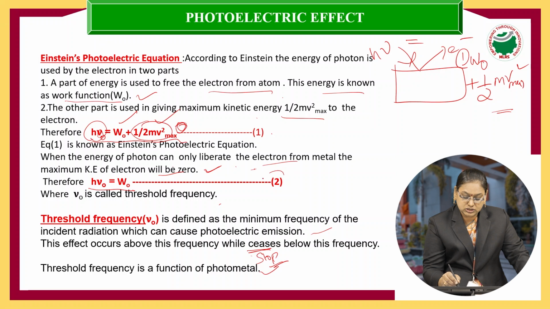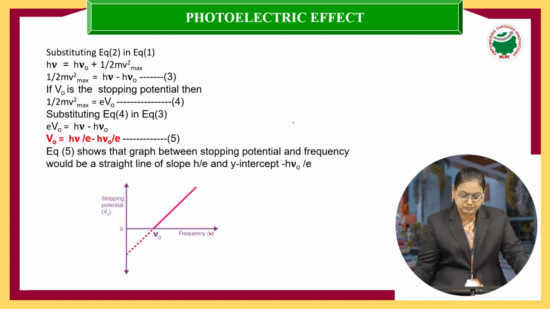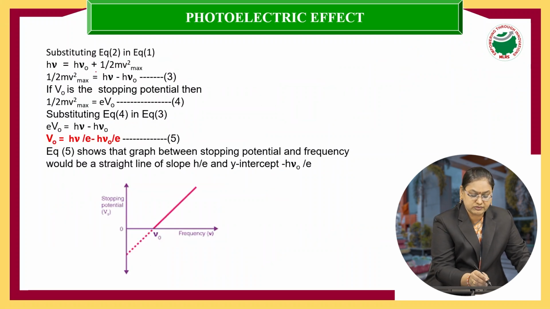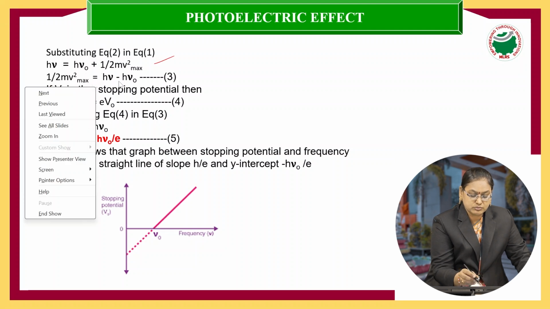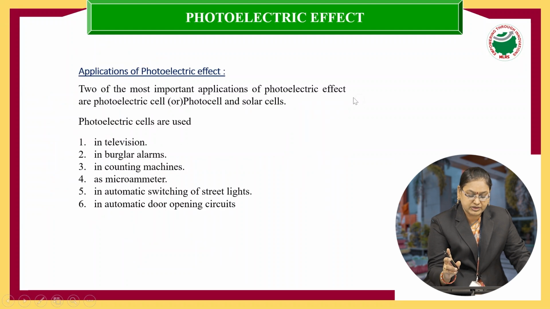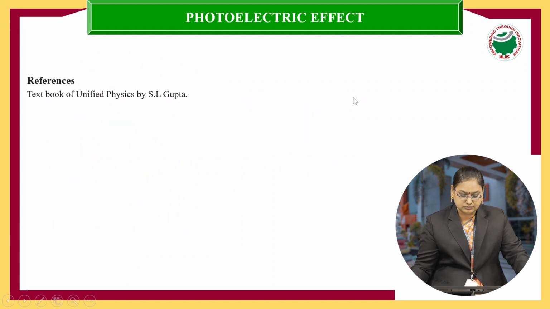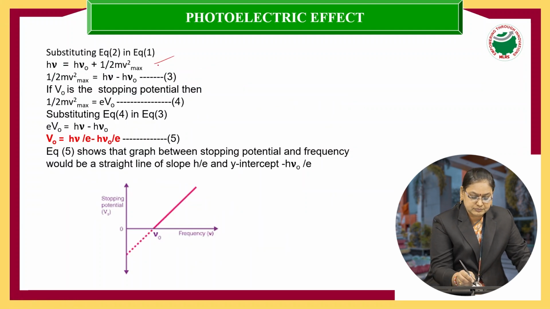Now you substitute equation 2 in equation 1. Substituting equation 2 in equation 1, what you will get is h nu is equal to h nu naught plus half m v maximum square. From this equation, half m v maximum square is equal to h nu minus h nu naught. Here we are writing the expression for half m v maximum square, so h nu naught goes to this side: h nu minus h nu naught.